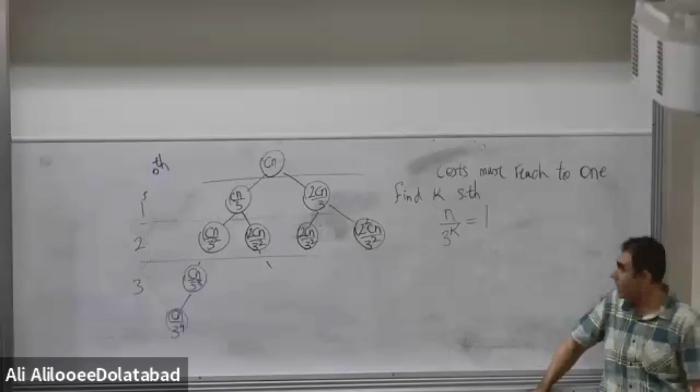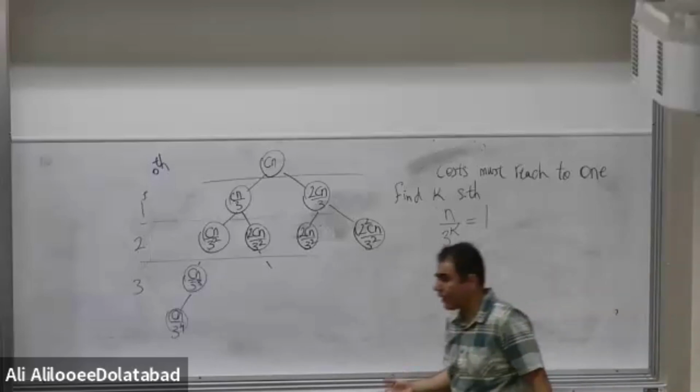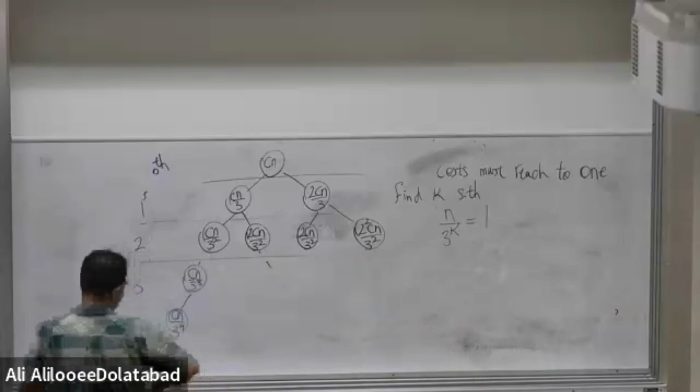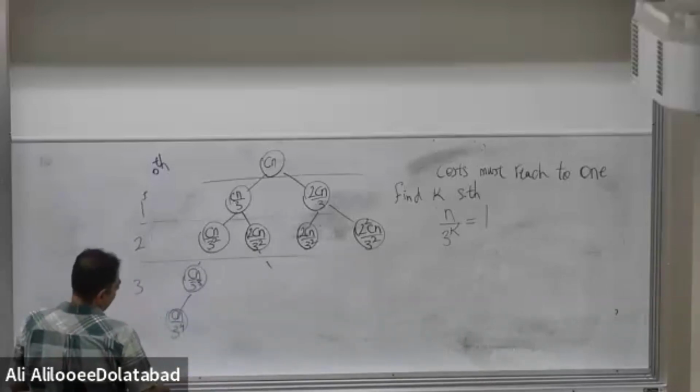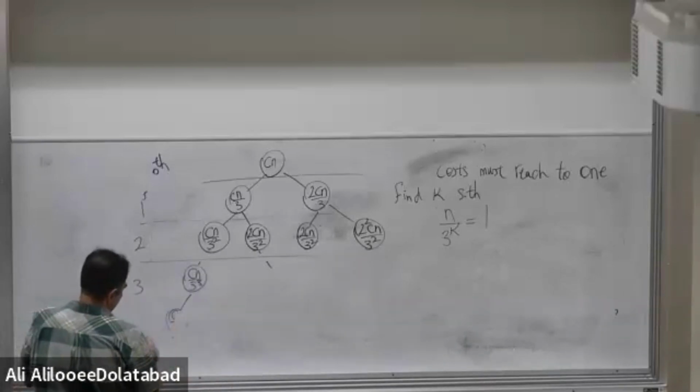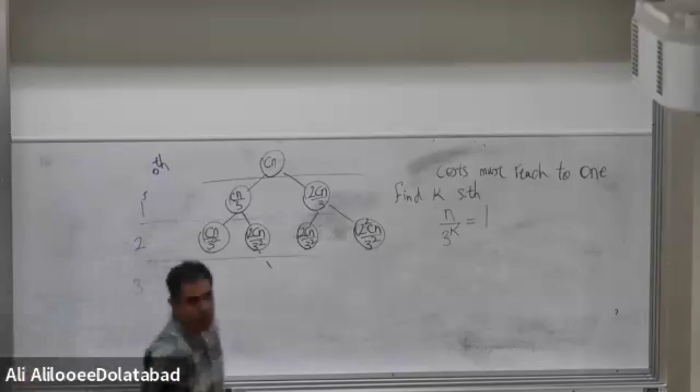When you reach the case that n over 3 to the k is 1, because you have c, then on the bottom you have, suppose for example, n over 3 to the 4 is 1. Then here you have just c. But c times 1 is c.